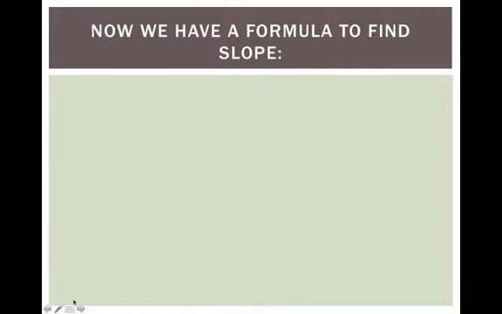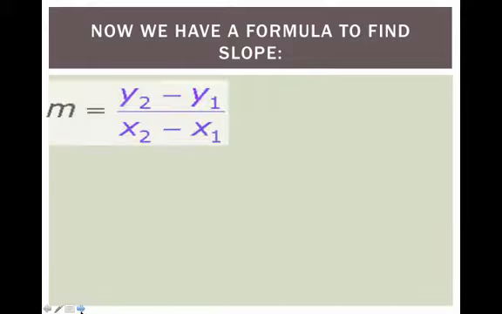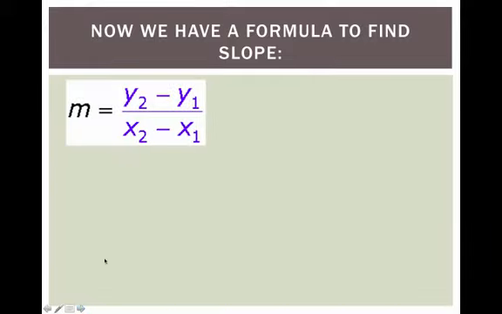So now we're going to have a formula to help us find the slope, and once you see this, it's going to be your aha moment. Oh, of course, this makes sense. So here I've got m equals y2 minus y1 over x2 minus x1, and my m, of course, is my slope.